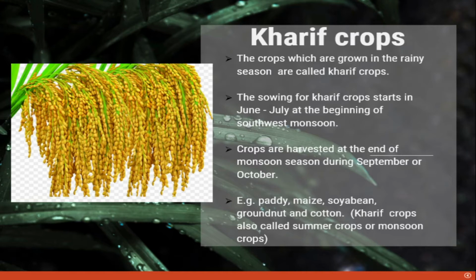What are kharif crops? Kharif crops are nothing but crops which are grown in the rainy season. Very important, rainy season. Kharif crops are also called summer crops or monsoon crops, because these kinds of crops need plenty of water, a considerable amount of water.